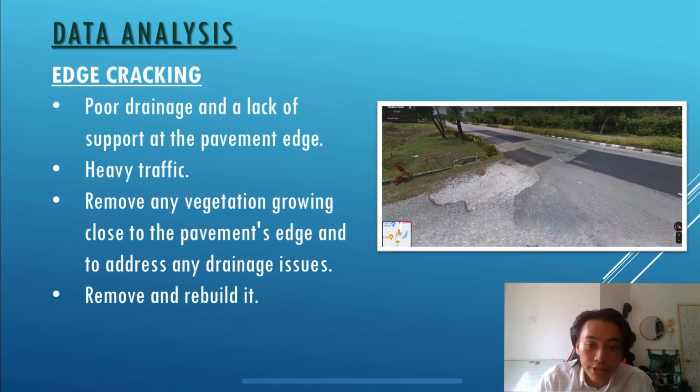Okay, we move to the third type of distress. The third one is edge cracking. Poor drainage and a lack of support at the pavement edge are the most common causes of this sort of fracture. As a result, the underlying foundation materials settle and deteriorate. Strong vegetation around the pavement edge as well as heavy traffic can cause edge cracking. The first step in resolving the issue is we should remove any vegetation growing close to the pavement edge and address any drainage issues. Fill in the cracks to keep it from deteriorating further, or remove it and rebuild it.